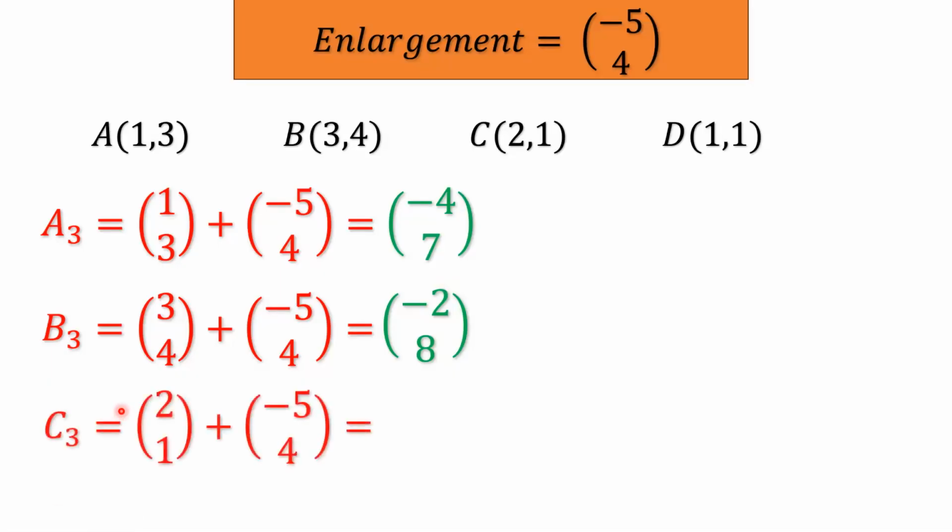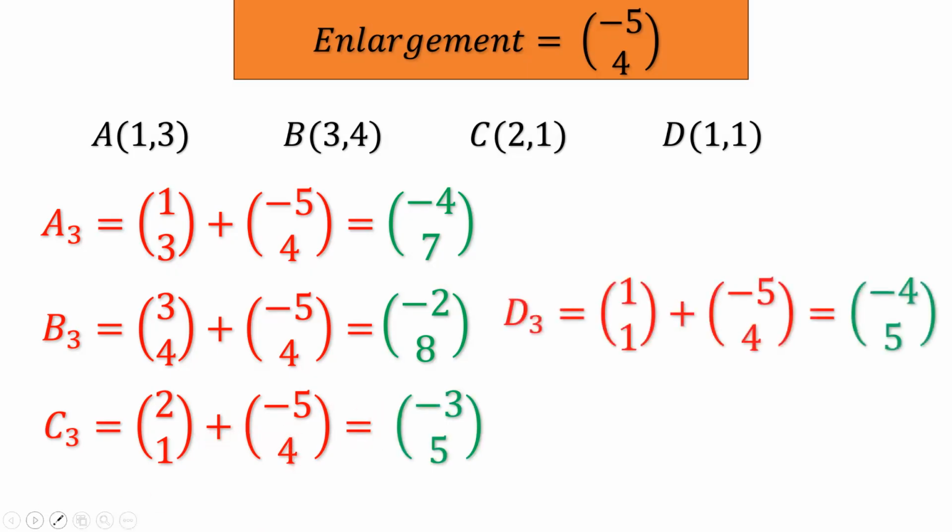Then we have C3. C3 is 2, 1. We're going to add that to negative 5 and 4. And we get that 2 plus negative 5 is negative 3. And 1 plus 4 is 5. And then for D3, we have 1, 1. We're going to add that to negative 5 and 4. 1 plus negative 5 is going to be negative 4. And 1 plus 4 is going to be positive 5. And so it's going to be negative 4 and 5.